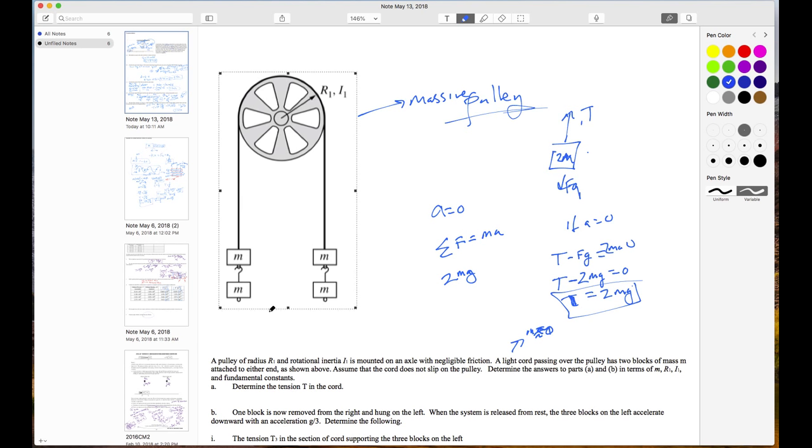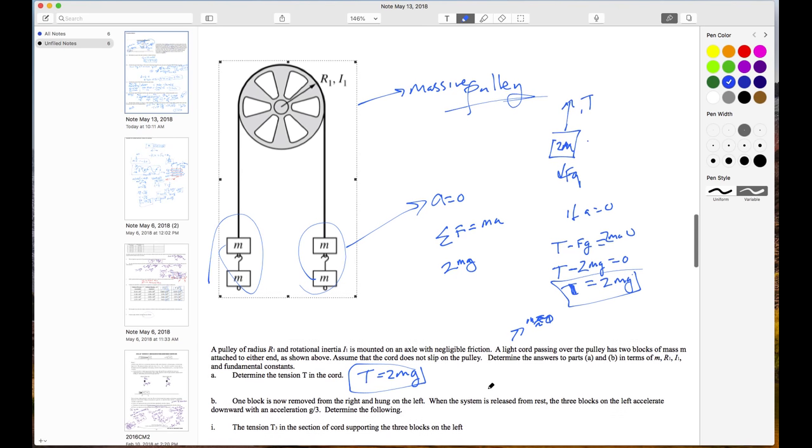Why are we not accelerating? Well, you can tell we're not accelerating because this and this are equivalent. So there's no force on one side that's unbalanced compared to another. So in this case, the tension of the cord is 2mg, and this would work on either side. Should probably draw a free body diagram. It's a pretty useful tool.